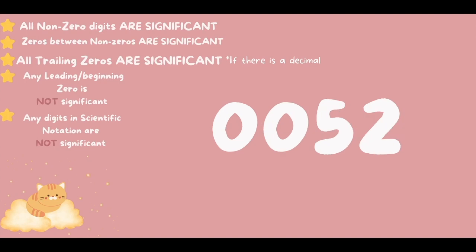Next, we have 0052. How many significant figures do you see here? We have 2 significant figures here. 5 and 2 are both non-zeros, so they count as significant figures. And the 2 zeros that are leading or beginning do not count as significant figures. They never count as significant figures, any beginning or leading zeros.